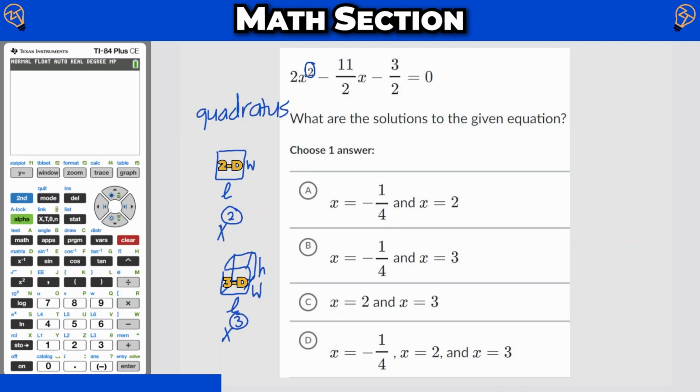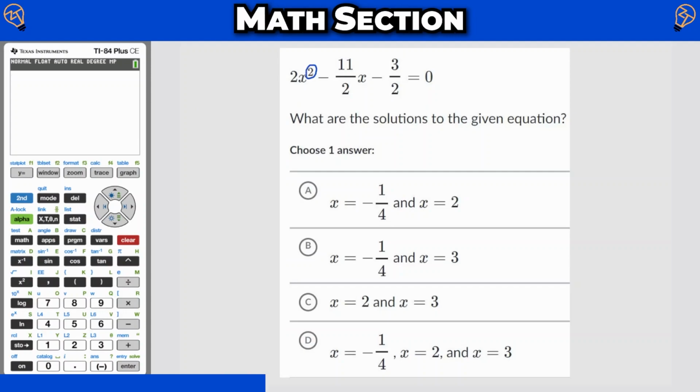So going back to second degree function, the Latin word quadratus means square. A square is 2D, which is where quadratic comes from. All that to say, since it's a second degree function, we should get two answers. So right away, we can eliminate answer option D. That doesn't make sense to have three answers.